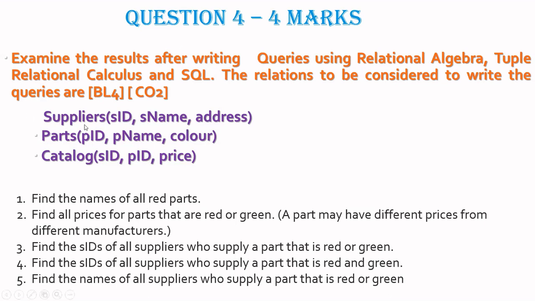The schema of suppliers is supplier ID, supplier name, address. Parts is part ID, part name, and color. Catalog is supplier ID, part ID, and the price. And what are the 5 queries?